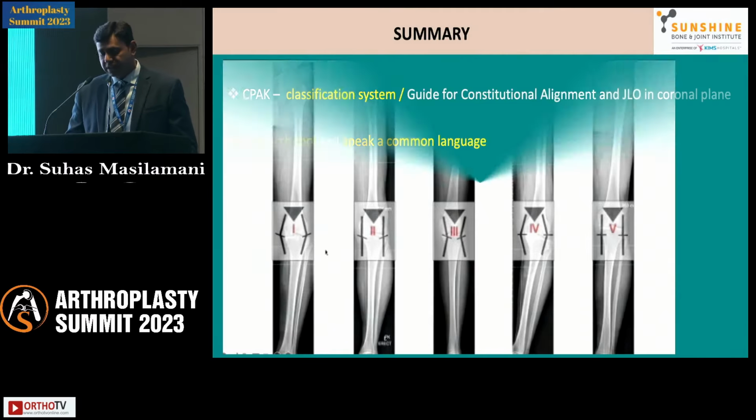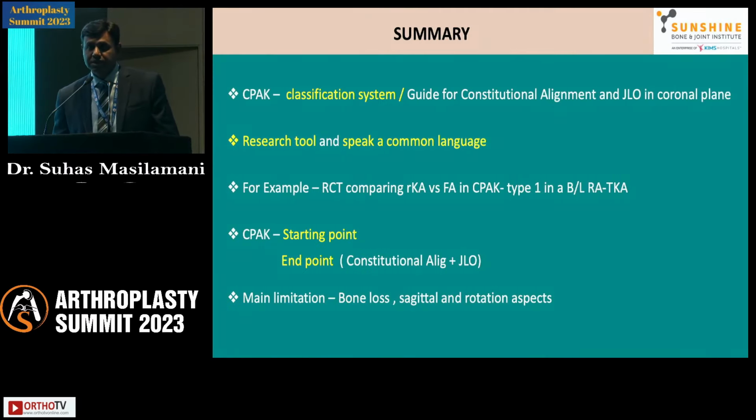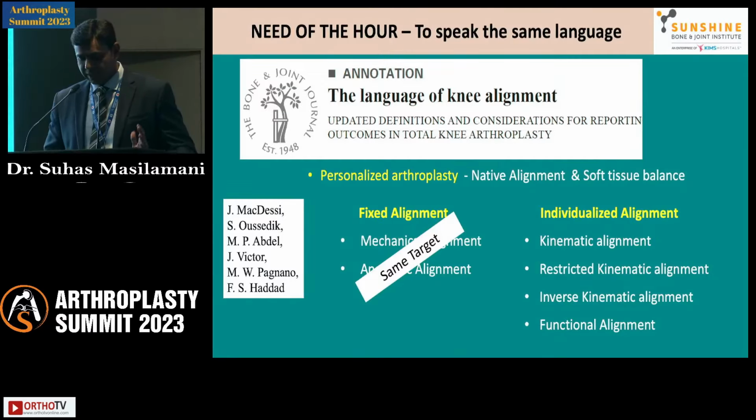So the effort right now with CPAK classification is, please understand, this is neither the start nor the finish. CPAK is actually a research tool which will help you to know what is the pathology right now, and at the end of surgery, where have you put the patient, so that we can do research and see which ones are working and which ones are not working. And one of the main limitations is, again, bone loss, and the sagittal and rotational aspects have not been considered in this particular classification.